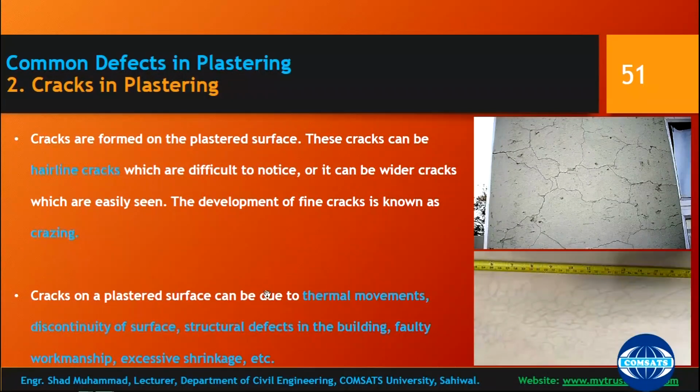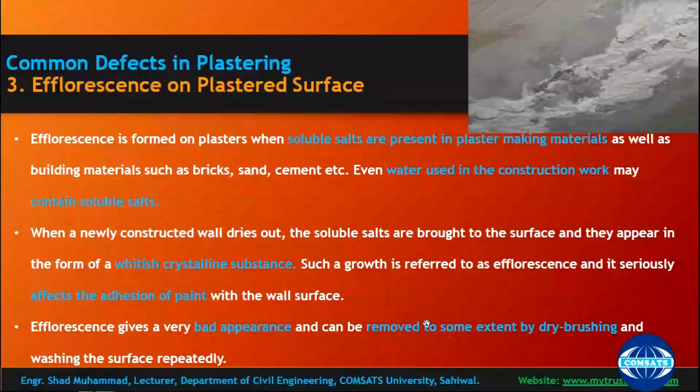Cracks on the plaster surface can be due to thermal movements. Inside it is colder or hotter, and outside it is cold, or outside it is cold and inside it is hot. Other causes are surface discontinuity, structural defects in the building, faulty workmanship, poor quality of workmanship, or excessive shrinkage. Then it can also cause debris. Inside there is excessive shrinkage, and outside there is no shrinkage, so excessive shrinkage can cause it.